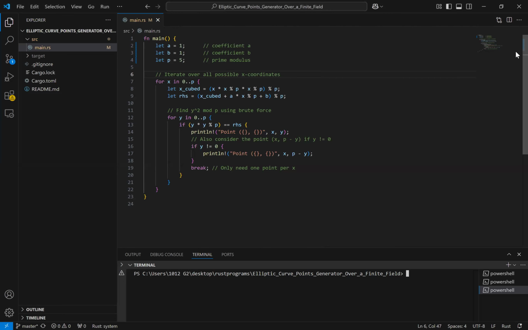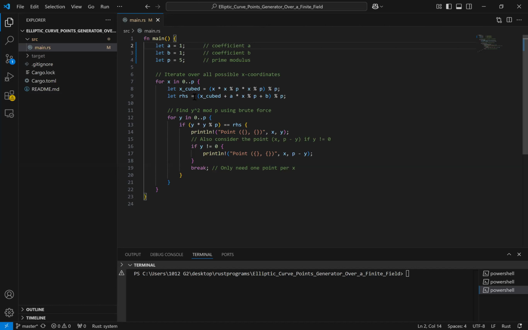It's very short, not a very long code. This is just for generating the points on the elliptic curve. This is my main function. It has A and B, and then the prime number. My A was 1, my B was 1, and then the prime number is 5.